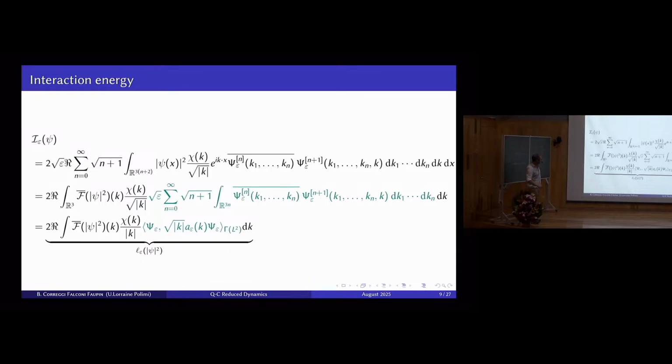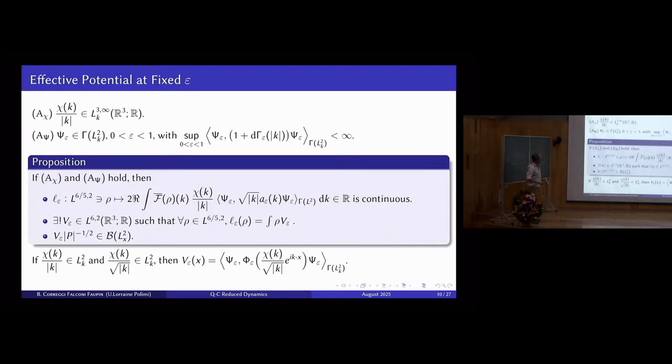Okay, and now we will consider this quantity here, and we will see what we need on small psi and large psi, so that it makes sense. And I will consider it as a linear functional on psi square here. So let's study a bit this linear functional. It's kind of an interaction term here. So I replace the psi square by some function rho.